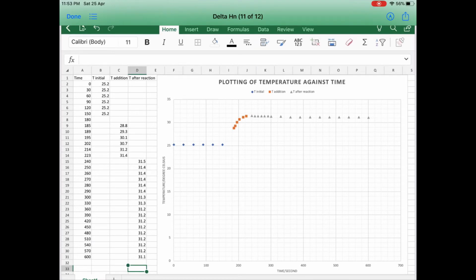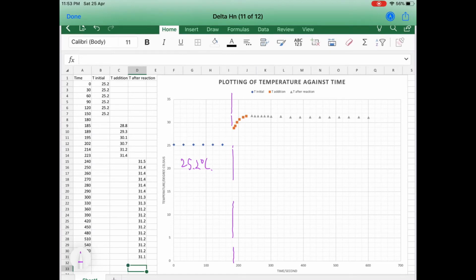And then you can see several things. At the beginning, because there is no reaction occurring before 180 seconds, the temperature remains constant at 25.2 degrees Celsius. And then at around 180, there is an increase in temperature. As you may see here, there is an increase in temperature, and it is because neutralization is an exothermic process, so the temperature keeps on increasing.